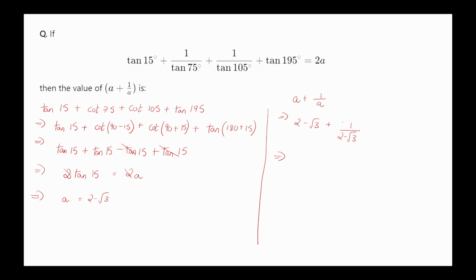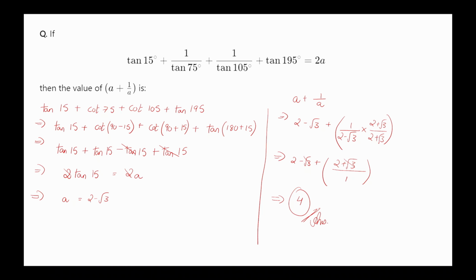Now let me try to rationalize this portion here. I'll multiply the denominator by 2 plus root 3, and on top also I'll multiply by 2 plus root 3. So here I would have 2 minus root 3 plus, in the denominator, 4 minus 3, which would make it 1, and in the numerator I would have 2 plus root 3 simply. Now from here you can see plus root 3 minus root 3 cancel out themselves, and I would have 4. This is my answer.